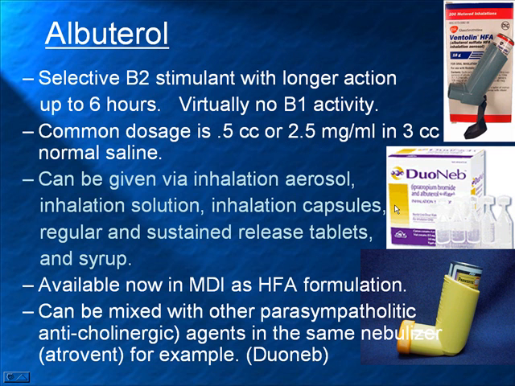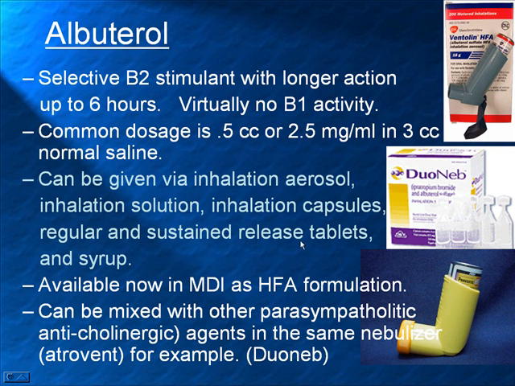Now, what makes Albuterol so desirable is that it is a selective beta-2 stimulant with longer action, up to 6 hours, and the key is virtually no beta-1 activity. So here's a drug that, for the most part, stimulates bronchodilation that has little to no cardiac side effects. The common dosage is 0.5 cc's, or the 2.5 milligrams in 3 cc's of normal saline. And you can see that it comes in a variety of sources. I've listed some pictures here so that you can see the different sources. But it can be given via inhalation aerosol, solution. There's capsules. And also it has sustained release tablets and a syrup.